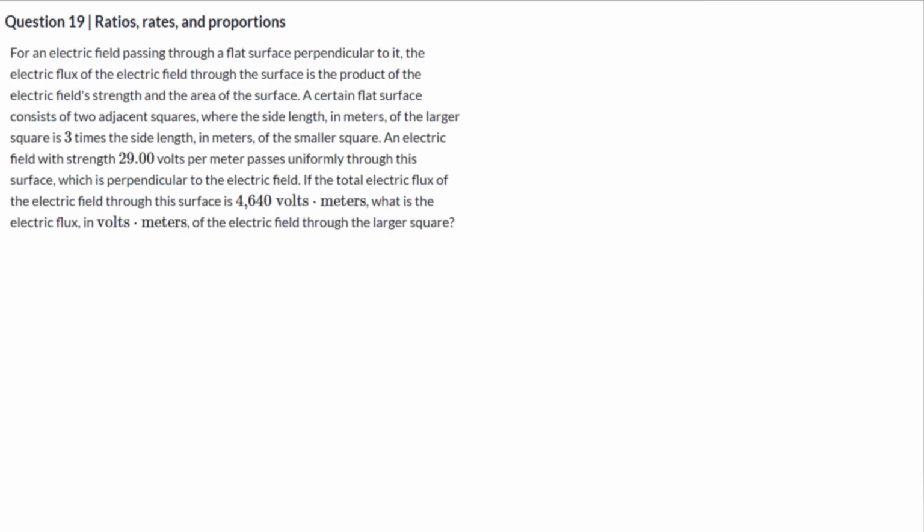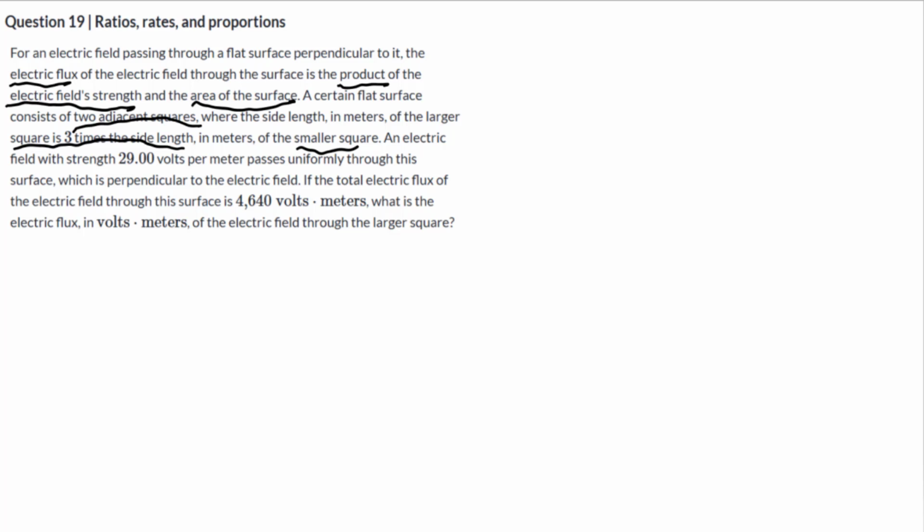This next problem says for an electric field passing through a flat surface perpendicular to it, the electric flux of the electric field through the surface is the product of the electric field strength and the area of the surface. A certain flat surface consists of 2 adjacent squares, where the side length in meters of the larger square is 3 times the side length in meters of the smaller square.